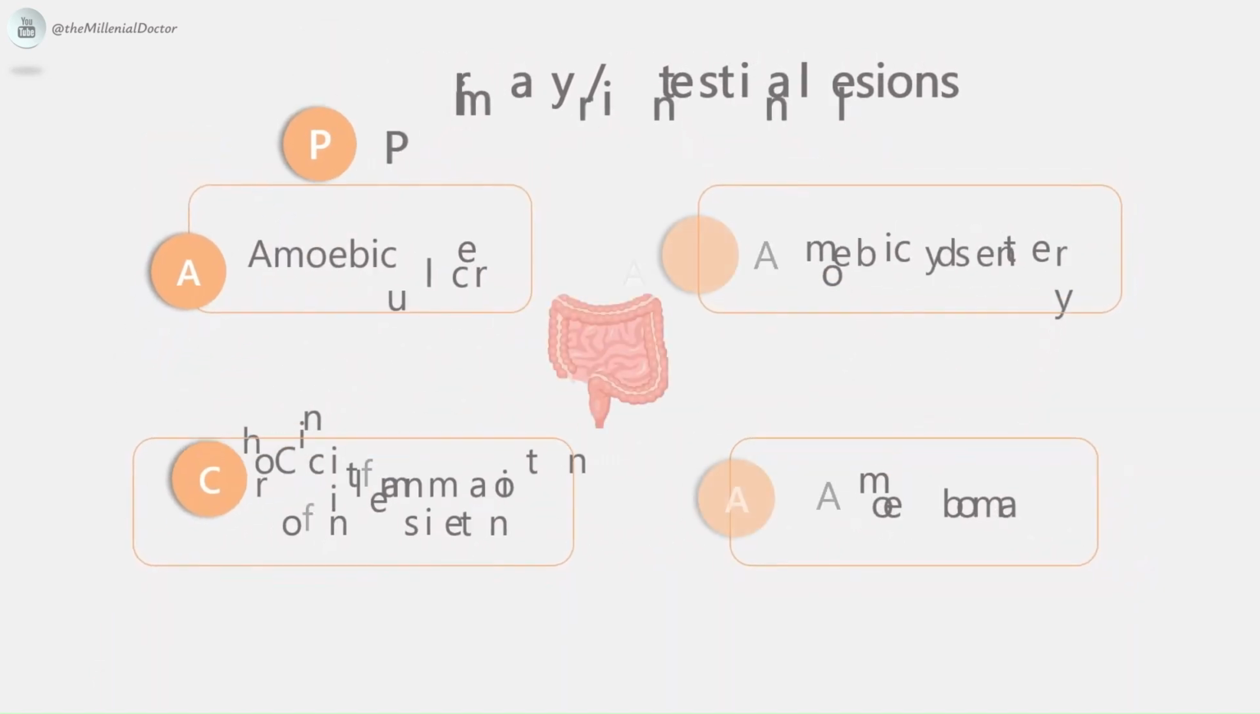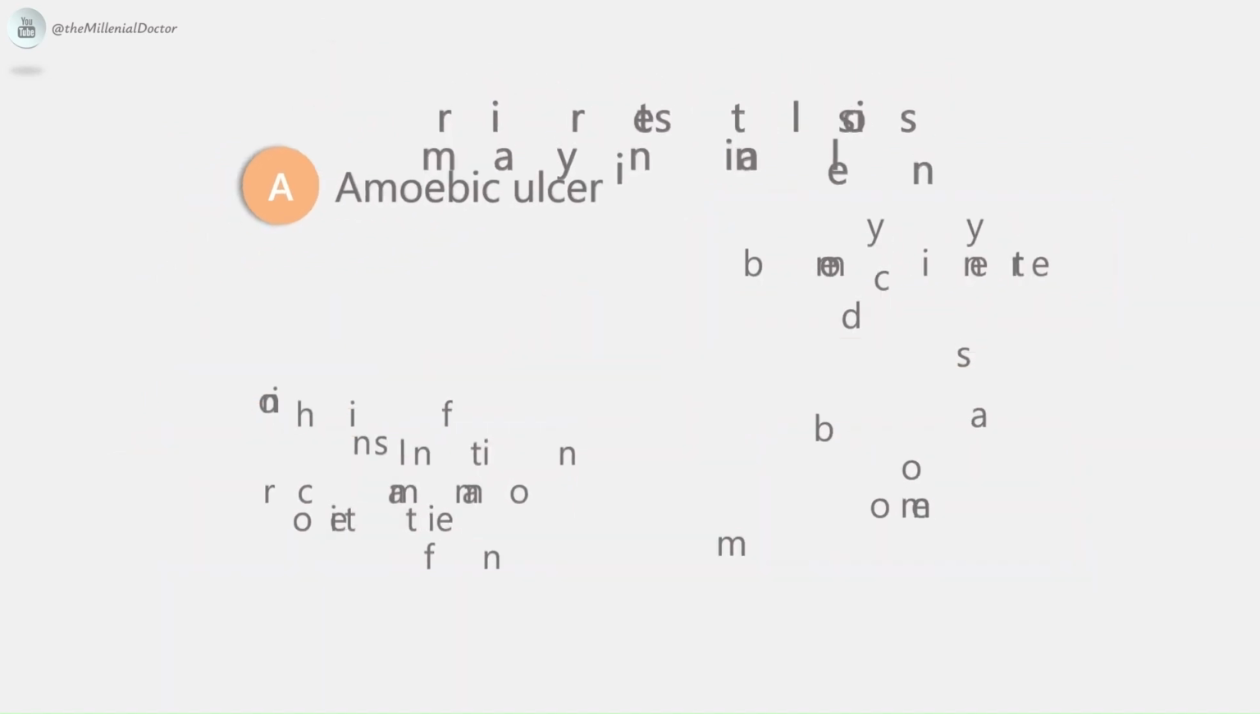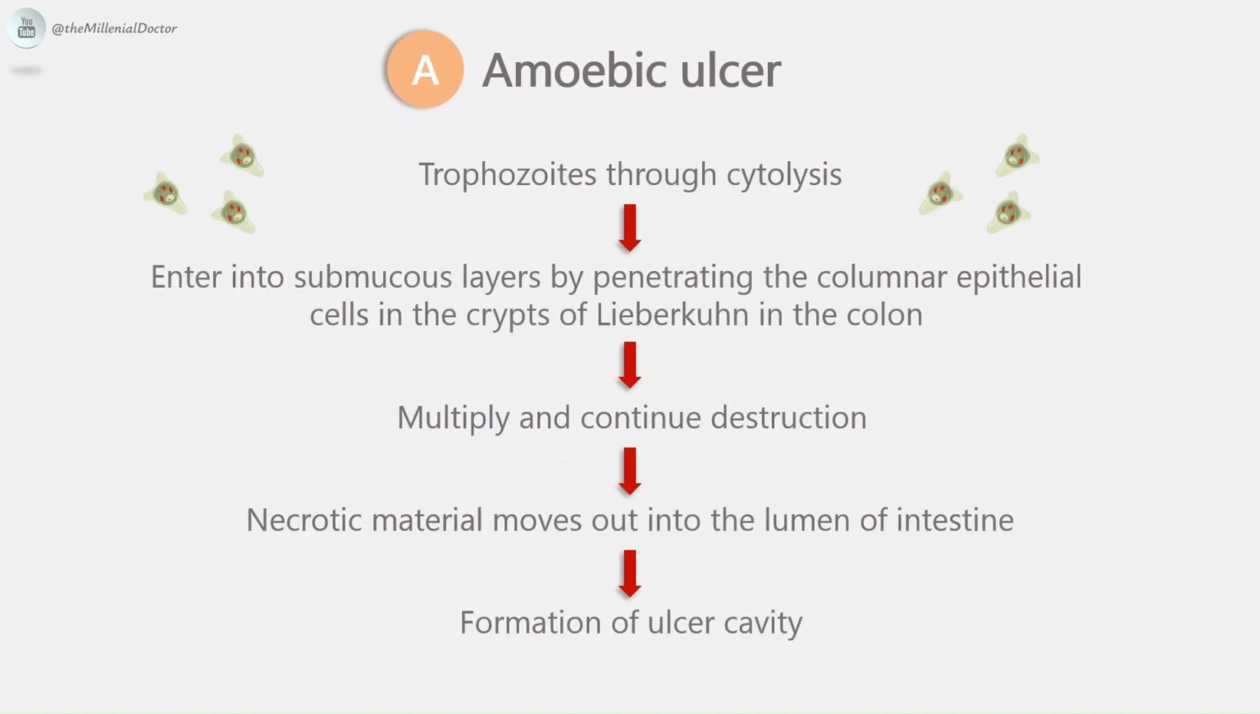First, about the primary or the intestinal lesions, we begin with amoebic ulcer. The trophozoites enter into submucous layers through the crypts of Lieberkühn by penetrating the columnar epithelial cells in the crypts of Lieberkühn in the colon. Cytolysis of the tissue occurs due to lytic activity of the amoebic cysteine proteases like histolysin, cathepsin B, metallocollagenase. Hence the name Entamoeba histolytica. The word histolytica is derived from the enzyme histolysin. There they multiply and continue destruction.